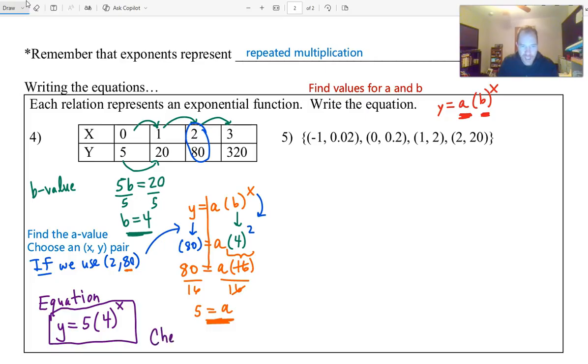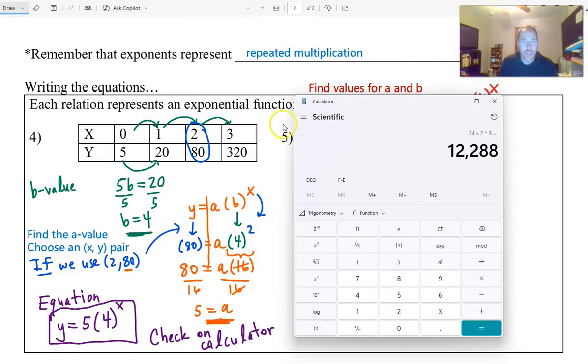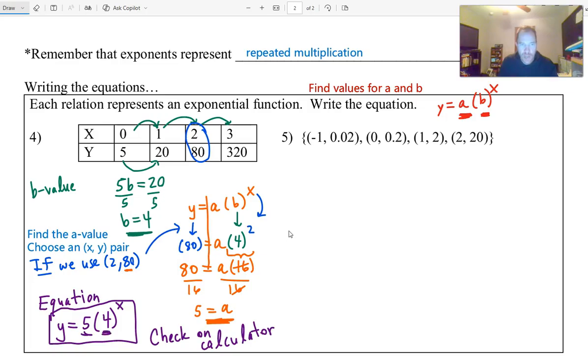But I'm going to check this on the calculator. If I was live in person, I would probably do a little bit of this writing down, but I'm going to show you on the calculator here. I'm going to try every single one of these pairs of values. And basically all I have to do is I'm going to do 5 times 4 to the power of x.